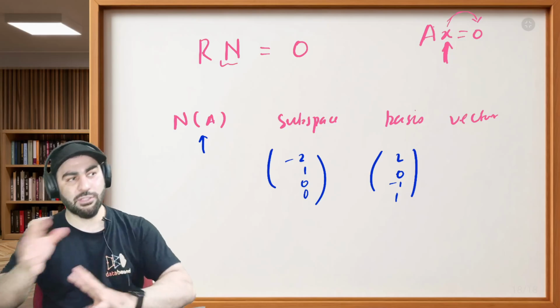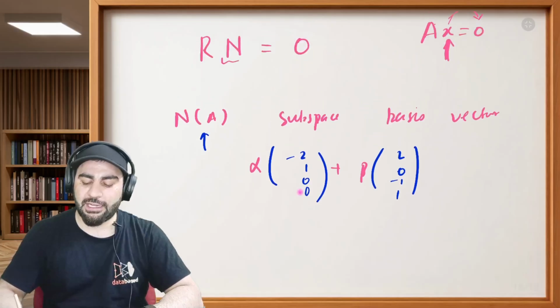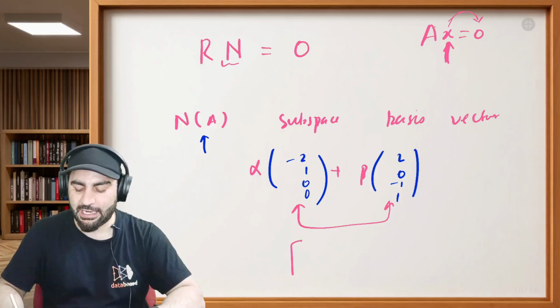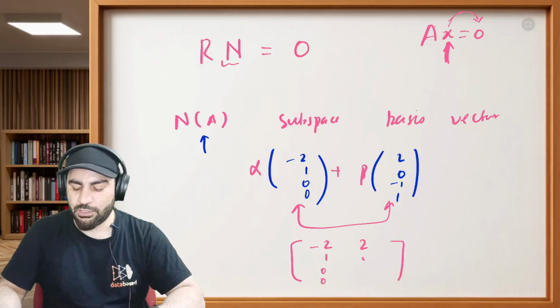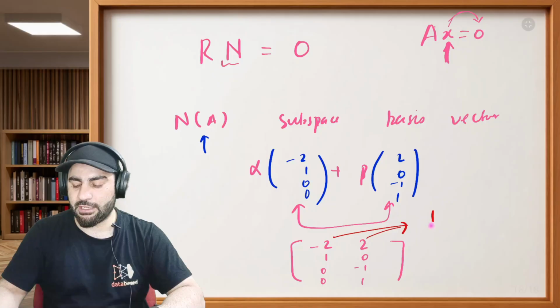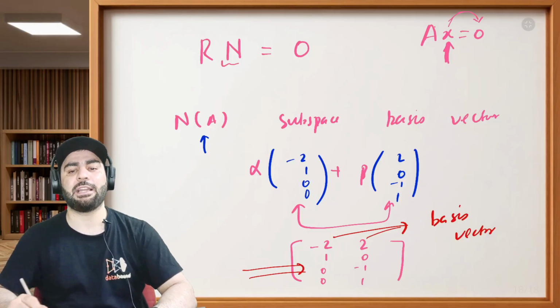So how was the whole space represented? We said alpha of this plus beta of this. Okay, so if I collect both of these solutions in a matrix, what will I get? I'll get a matrix of this sort: -2, 1, 0, 0, and then 2, 0, -1 and 1. So these two vectors are the basis of the null space. They are basis vectors.